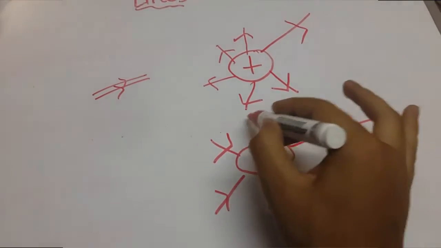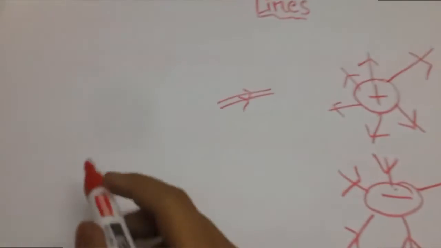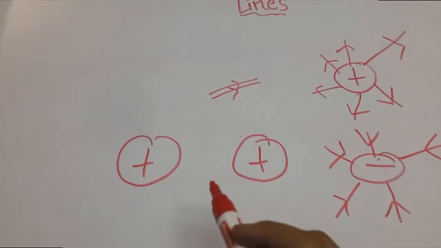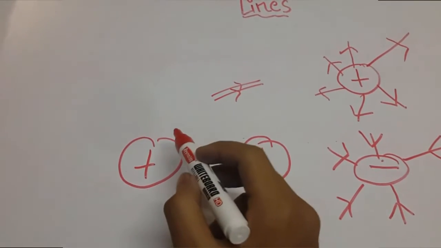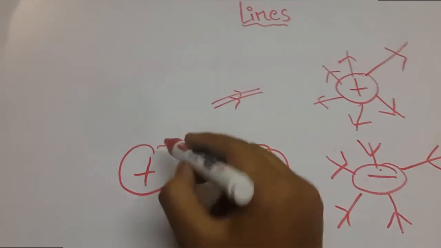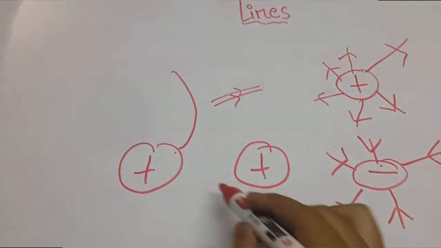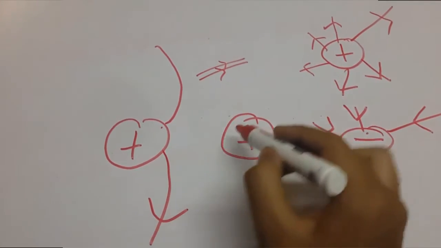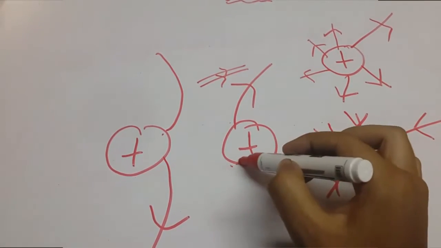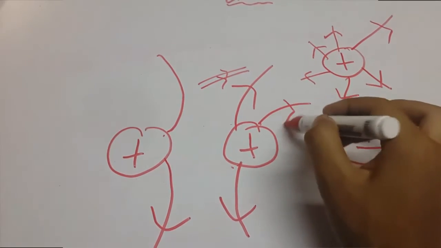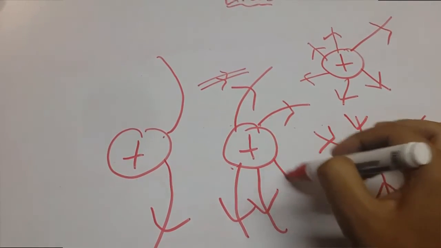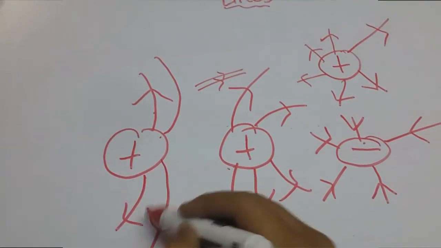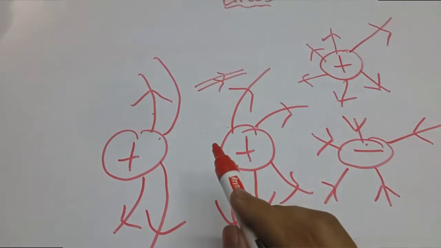Now what if we take two positive charges, one positive and another positive? We know that the electric field lines are always away from a positive charge, so we can draw the electric field lines going away from it, and because no electric field lines cross each other, they would be going away from each other. Like this. They are always away from each other.